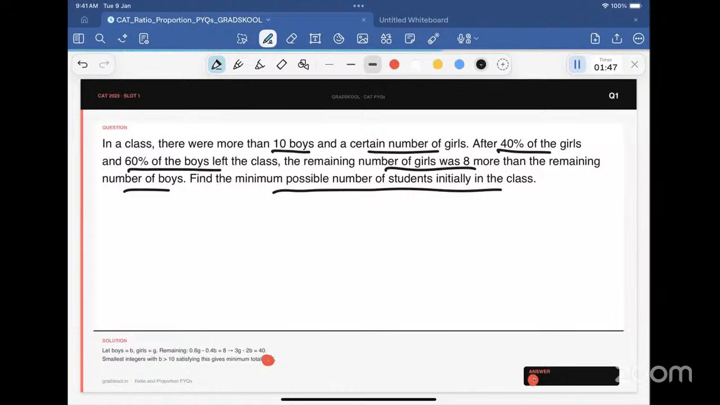So let us say that the boys are B. Let's say we had B boys and G girls, just to make it simple.